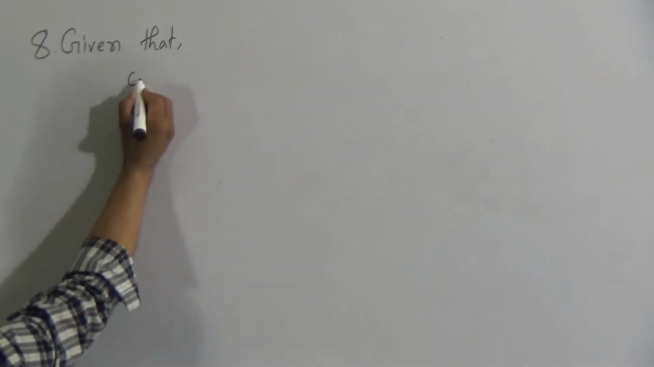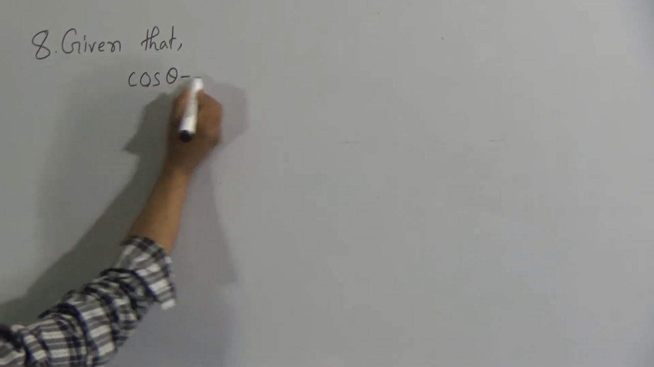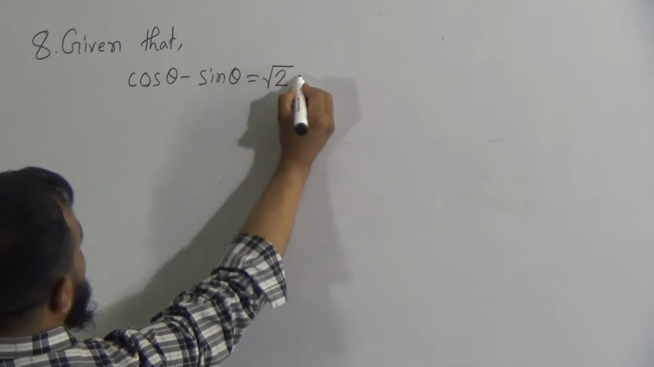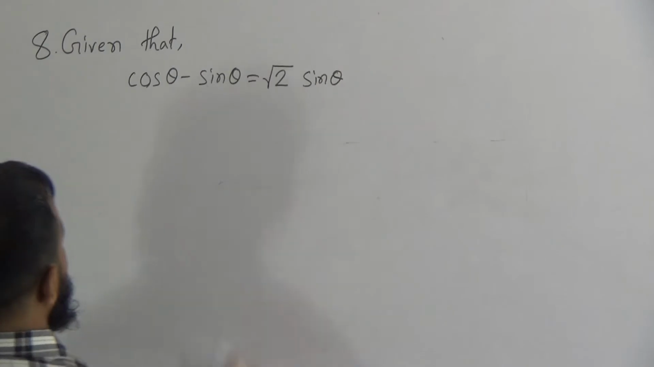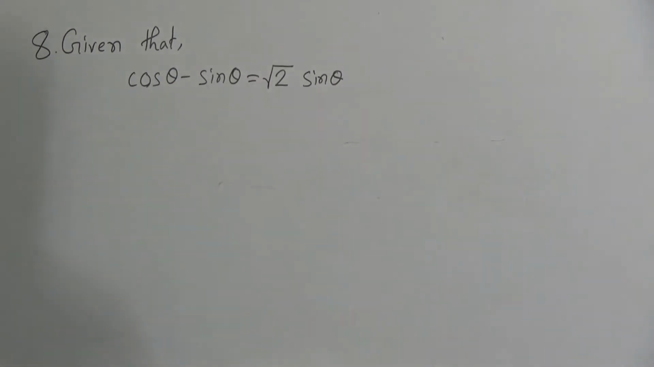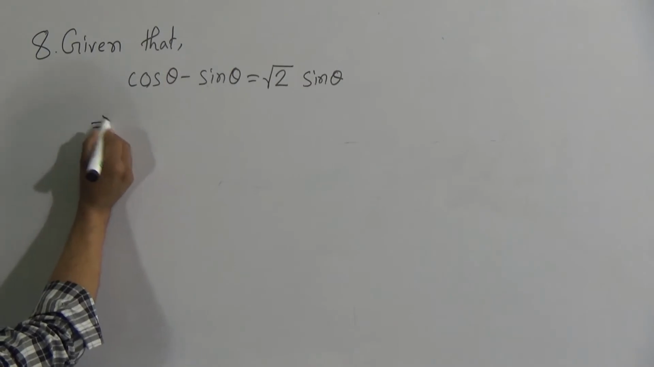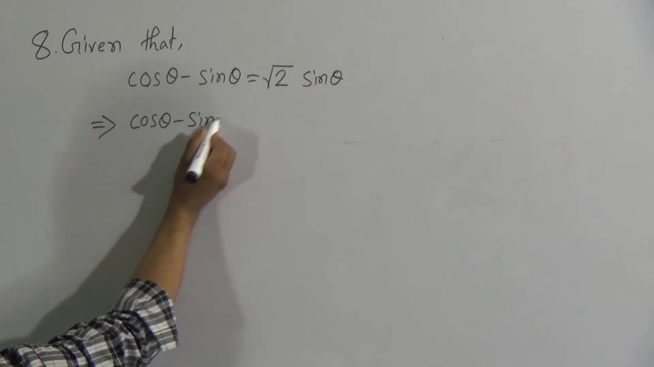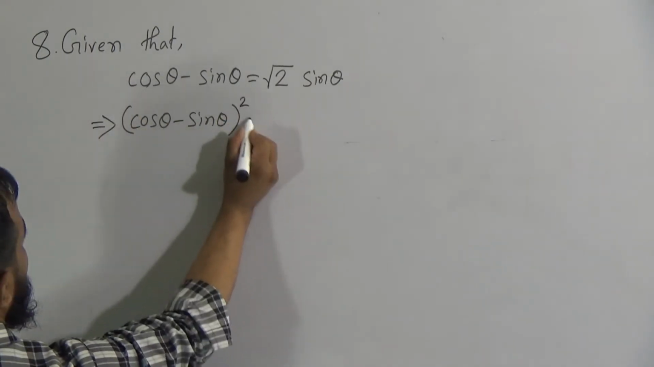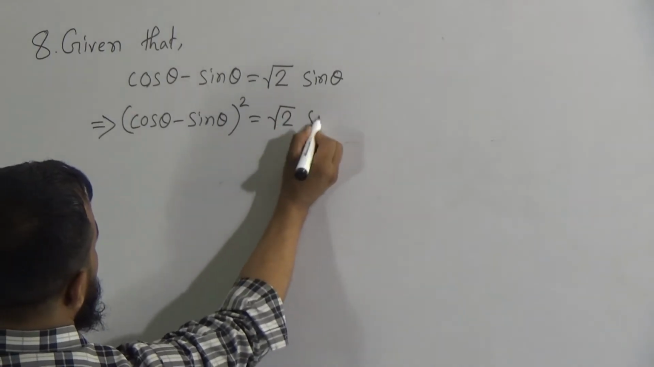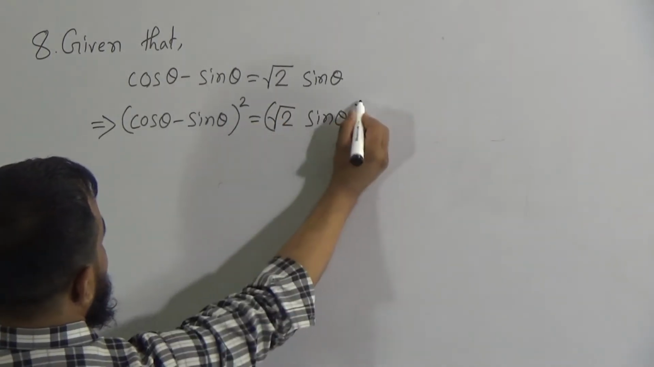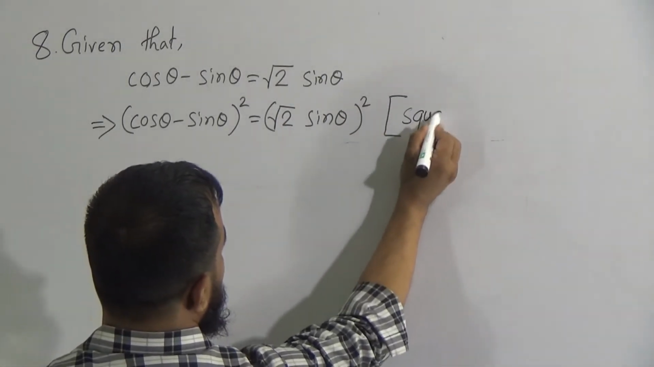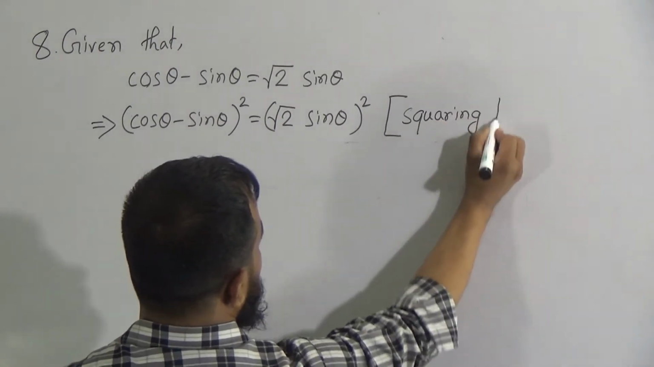that cos theta minus sin theta is equal to square root 2 sin theta. Now we should take the square of both sides of this equation. So squaring both sides we will get: cos theta minus sin theta whole square is equal to square root of 2 sin theta whole square. Write down: squaring both sides.